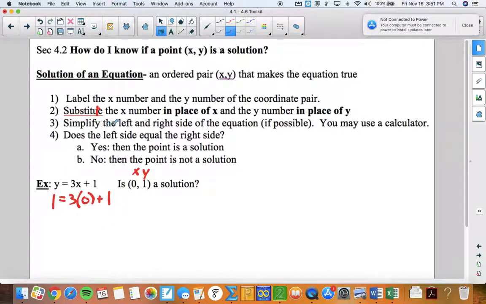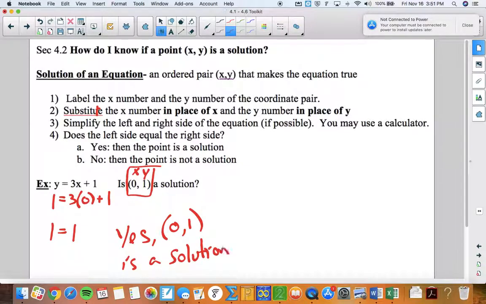So now, simplify the left and the right side of the equation if possible. Well, the left side is just 1. I can't simplify it anymore, but the right side is 3 times 0 plus 1. Punch that into your calculator, you do get 1. So, does the left side equal the right side? In this case, yes it does. So this point that we plugged in is a solution, because it made a truthful statement. If I didn't get a truthful statement, I would say no, the point is not a solution.